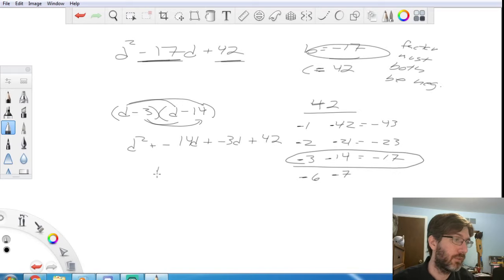And you can combine them, d squared, and fix your signs while you do it. It's negative 17d plus 42. So you can see we can check our work, going from the trinomial to the binomial, and then back to the product of the binomials, and then going from the binomials back to our trinomials.